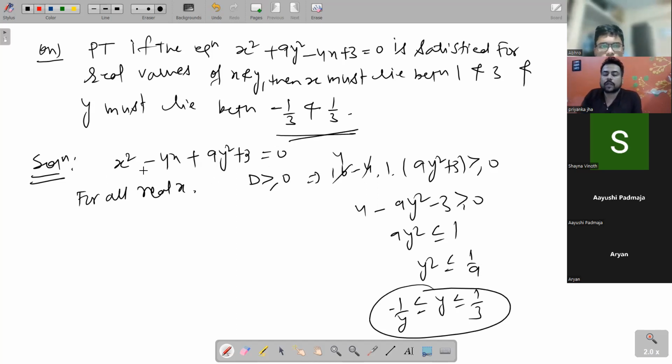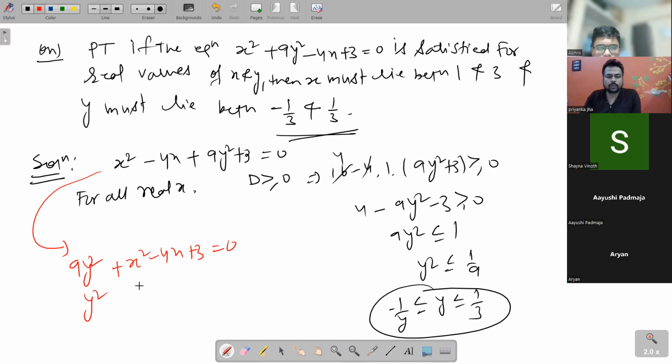Now what will we do? We'll just rearrange the terms like this. We'll assume this is quadratic in y. So, you also did the same thing. And this is x squared minus 4x plus 3 equal to 0. Or simply, this is equal to minus of x squared minus 4x plus 3. The left side is positive, so this has to be negative.